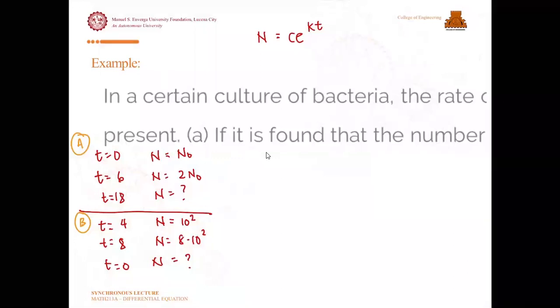So let's solve first. Let me try to solve the top part, the problem itself, the first one. Okay? So using our initial value, N sub O.